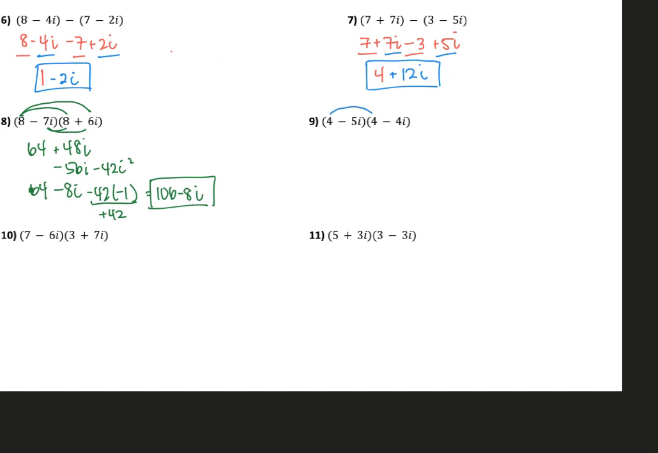Next example, 4 times 4 is 16. Minus 16i minus 20i plus 20i squared. So we have 16 minus 36i plus 20, and we know that i squared is negative 1. So this becomes negative 20. So 16 minus 20 is negative 4 minus 36i.